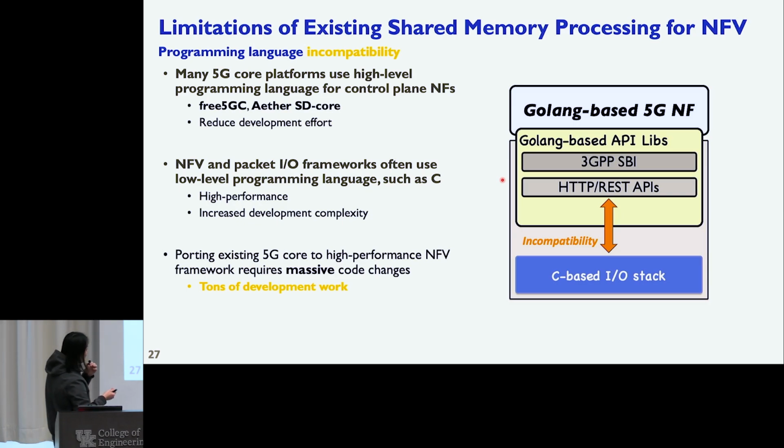Although we can directly port the existing 5G cores to use the high-performance NFV framework, that would require massive code changes. That means tens of thousands of lines of development work, which we want to avoid.